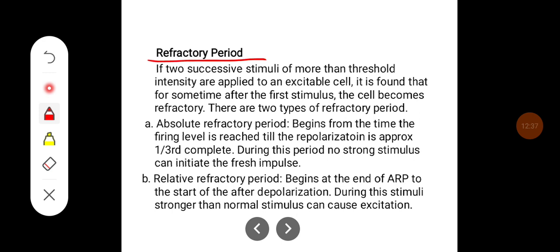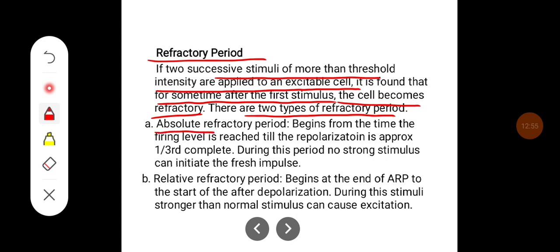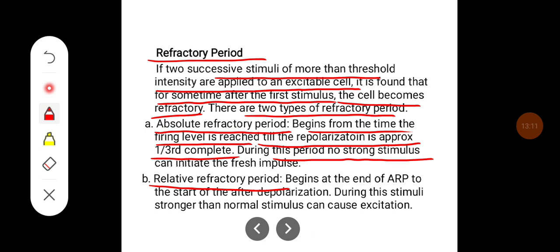Refractory period. If two successive stimuli of more than the threshold intensity are applied to an excitable cell, it is found that for some time after the first stimulus, the cell becomes refractory. There are two types of refractory period, that is absolute refractory period and relative refractory period. Absolute refractory period begins from the time the firing level is reached till the repolarization is approximately 1/3 complete. During this period, no strong stimulus can initiate a fresh impulse.